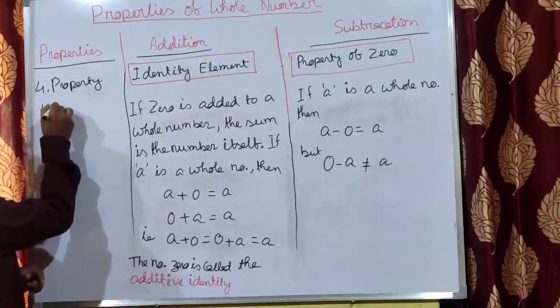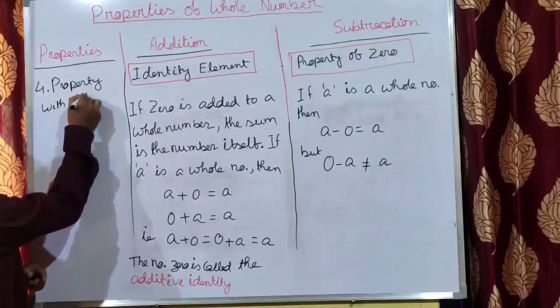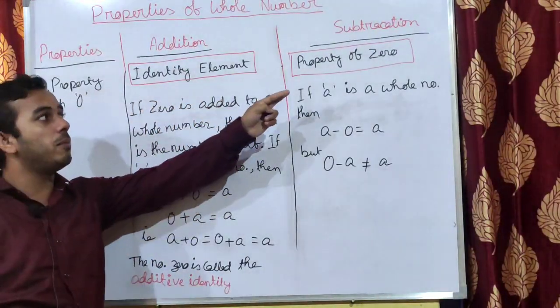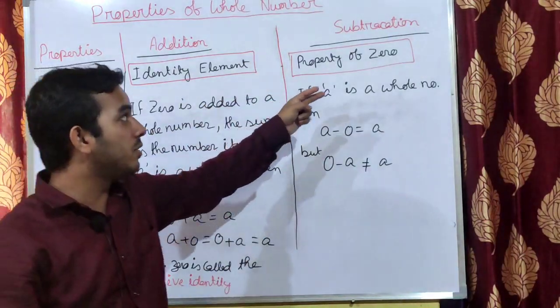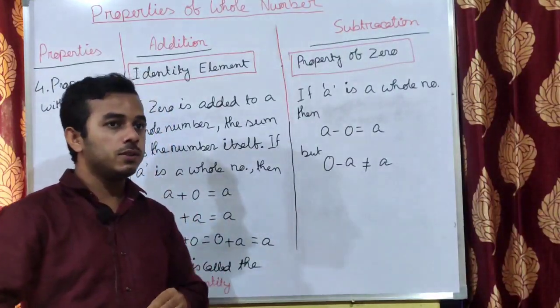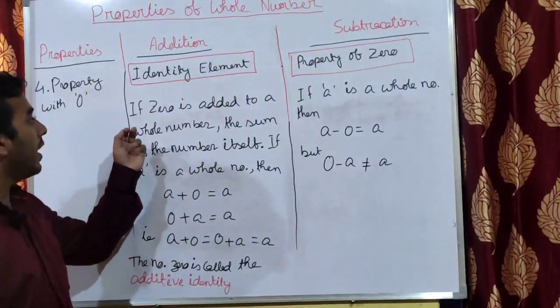Property with 0. Okay, when it is property with 0, it is known as what? Identity element, and for subtraction it is known as what? Property of 0. So let us have a look here.